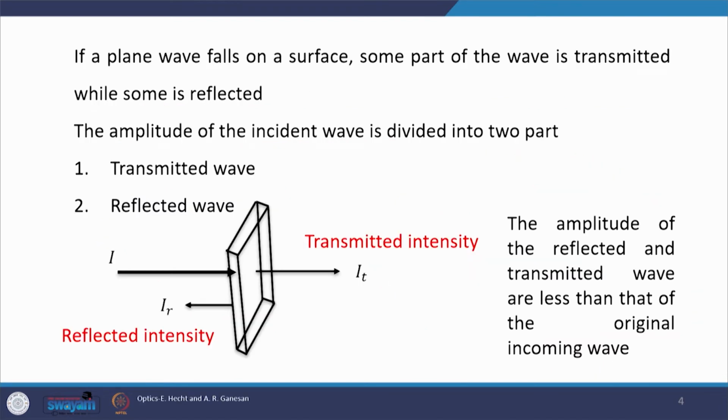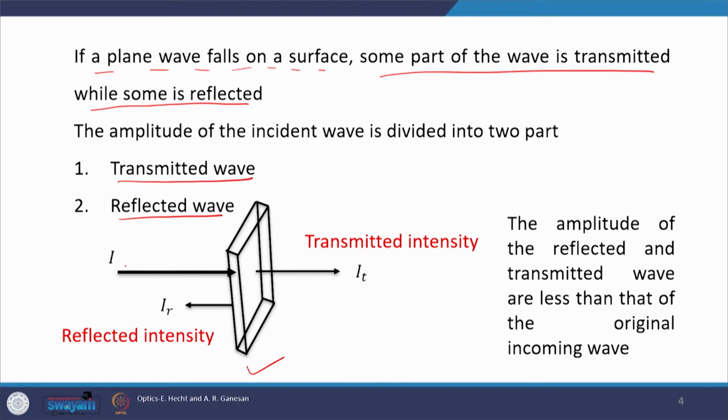Now if a plane wave falls on a surface, of course this surface is assumed to be transparent. We assume that there is a transparent film and the plane wave is falling on the first interface of this transparent film. Then some part of the wave is transmitted while some is reflected. Therefore, the incident amplitude is being divided into two parts. The first part is the transmitted wave and the second is the reflected wave, which is shown schematically in this figure.